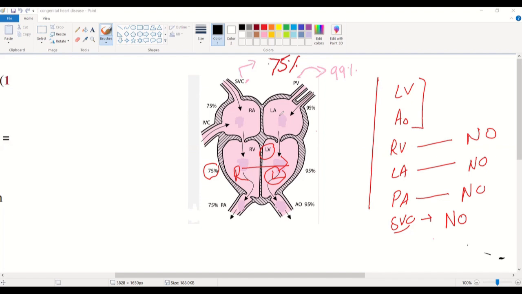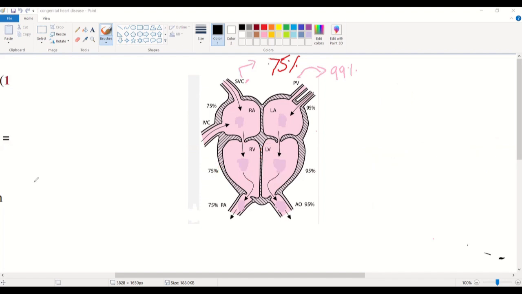Okay, so moving toward the atrial septal defect. One more thing: if the VSD is large, what about the murmur? Is it loud? No, it's going to be dull. It's not going to be intense.